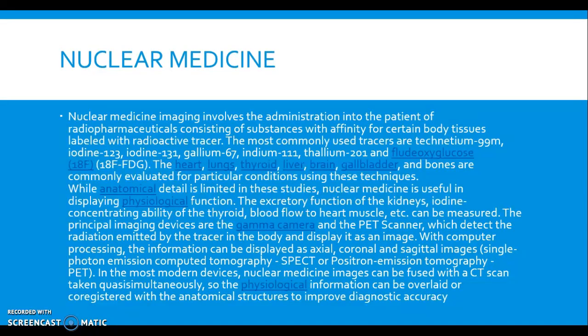Nuclear medicine imaging involves the administration into the patient of a radiopharmaceutical consisting of substances with an affinity to a certain body tissue, labeled with a radioactive tracer. The more common of the tracers that we use in nuclear medicine is called technetium. We do use iodines and galliums and indiums. Iodines are usually for thyroid imaging. Galliums are usually for infection imaging. Thallium is usually for cardiac imaging. And fluorodeoxyglucose is for cancer imaging.